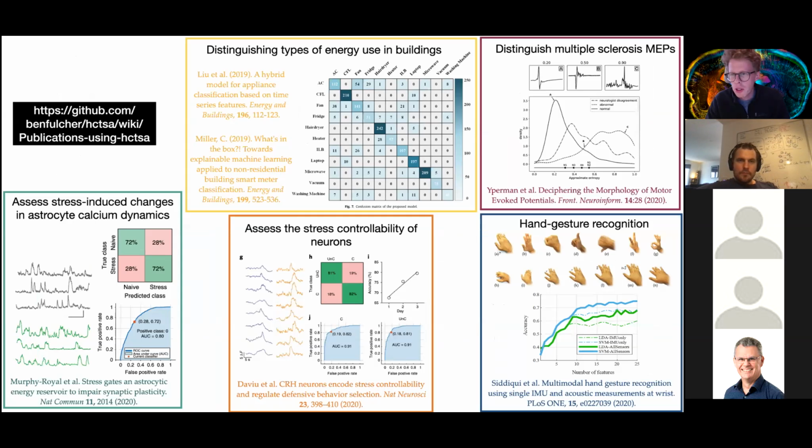Okay, many people have used this for different tasks. Whenever you have a time series and you try to distinguish them, people at the top there have used it for energy use in buildings. Can I determine whether a vacuum cleaner's on or the washing machine's on from looking at the smart meter time series? Others have looked at motor evoked potentials in multiple sclerosis, distinguishing hand gestures, and lots of different neural applications. So people have used this for a very broad variety of tasks, either using the full feature set to classify time series, or zooming in and getting specific features that do best for that task.